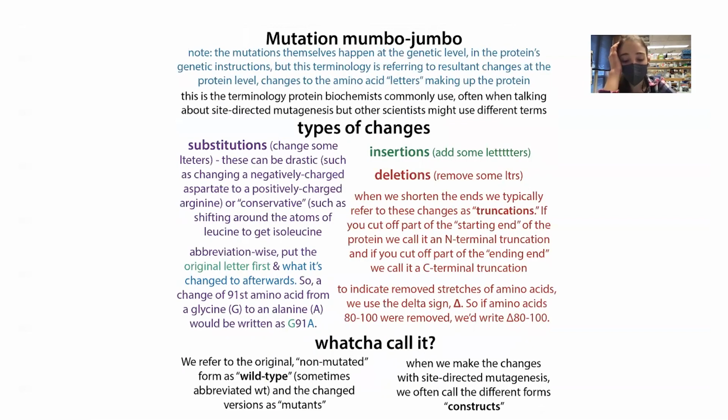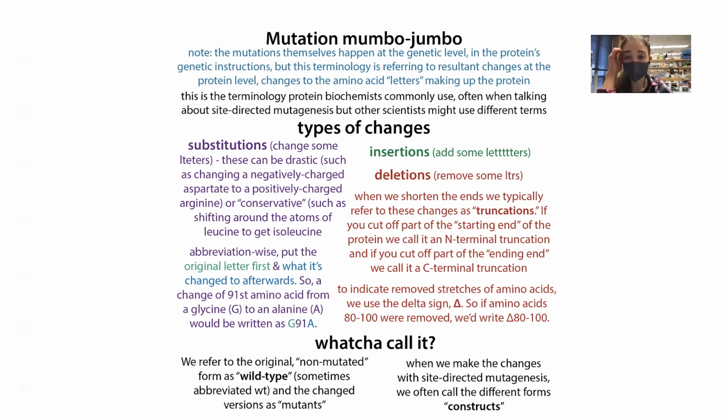And so we can talk about different types of mutations. So we talk about amino acid substitutions where we're changing letters. We often talk about truncation, like we were talking about before, where we're basically cutting it from the end. To indicate a stretch of removed amino acids, we use this delta sign. So if we removed 80 to 100, we'd write it like delta 80 to 100. If we make a substitution, we typically write it in this format where you have what it was in front and then what it is now after. So like from glycine to an alanine, the 91st amino acid would be G91A. We typically call the non-mutated version wild type. And then we often call the different forms constructs.